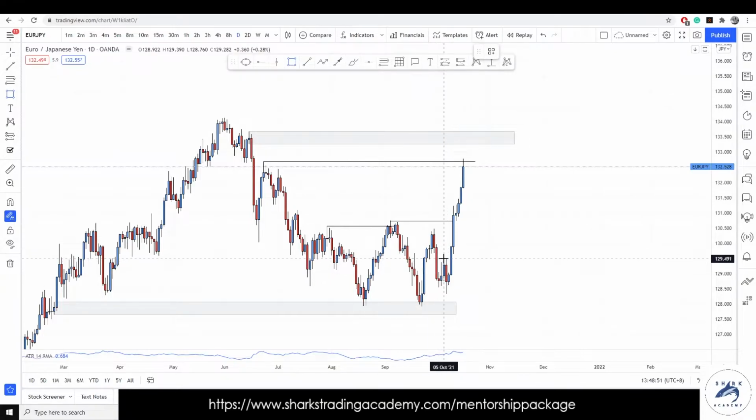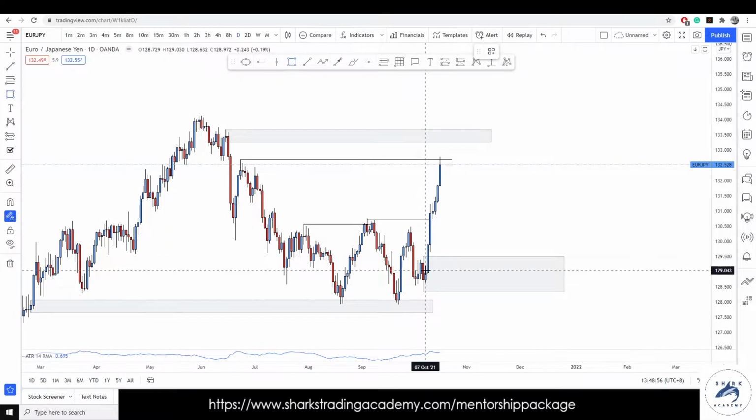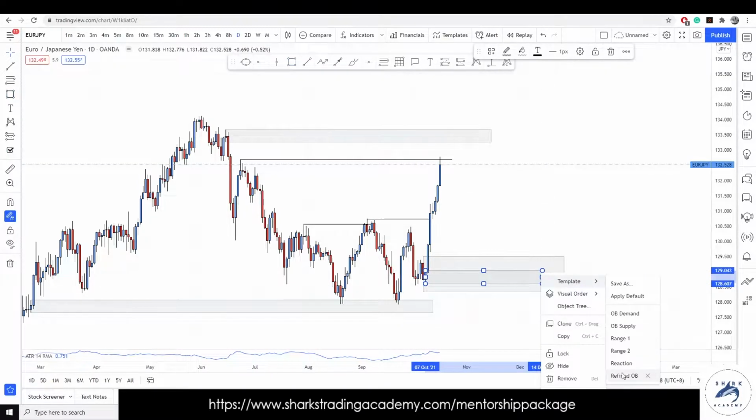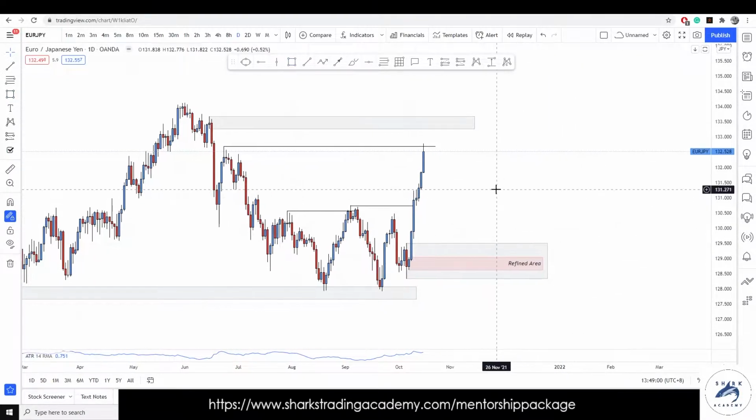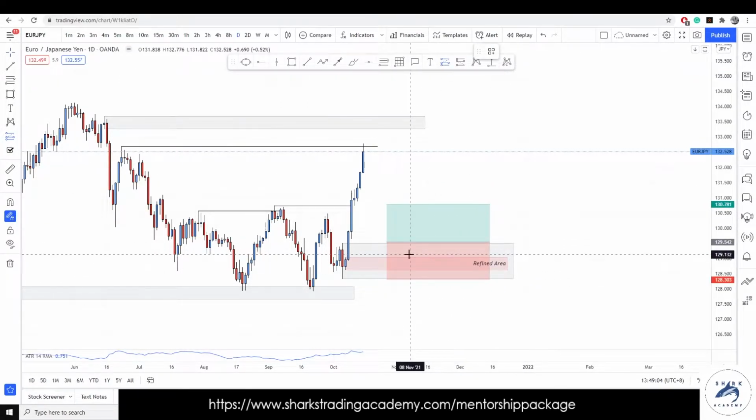So this is where we are essentially trying to trade from, right? Whether it's this demand or whether it's this refined area, both work, right? So are you going to be a buyer here with stop loss beneath this level? Or are you going to be a buyer here with stop loss beneath this level?